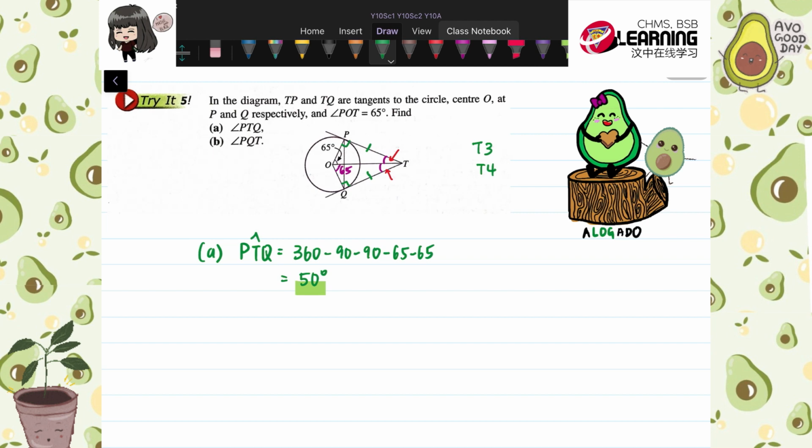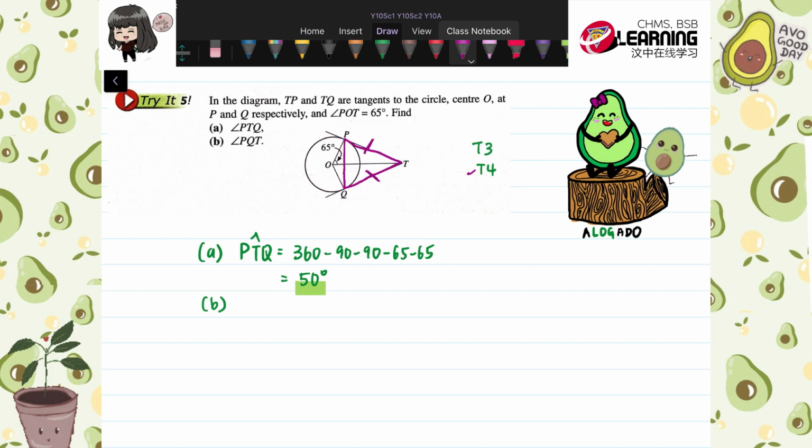Okay, part B. Part B is asking you to find PQT. PQT is here. Okay, let me erase first. PQT is here. So you see this is a triangle, this is a triangle. And it's the same sides here, right? According to T4, if same sides means that it's an isosceles triangle. This is an isosceles triangle.